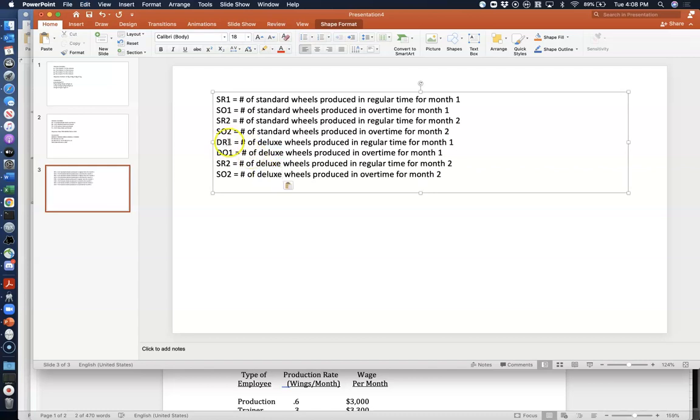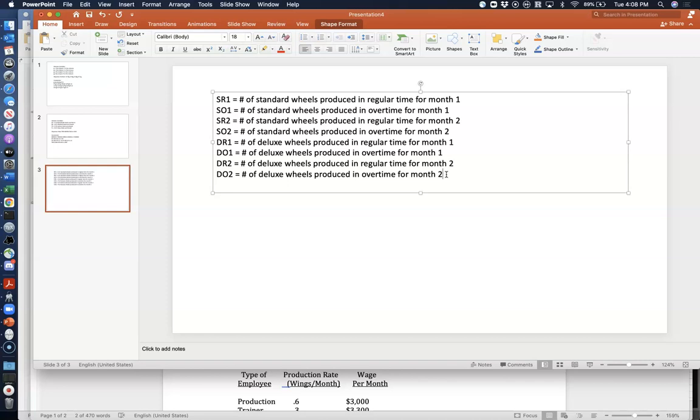So the number of deluxe wheels produced in regular time in the first month, deluxe wheels produced in overtime in the first month, deluxe wheels produced in regular time in the second month, and deluxe wheels produced in overtime in the second month. So you have to track each of these individually because the cost of each of these is different, right?